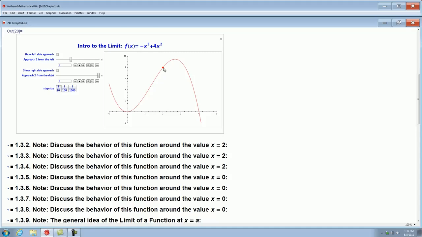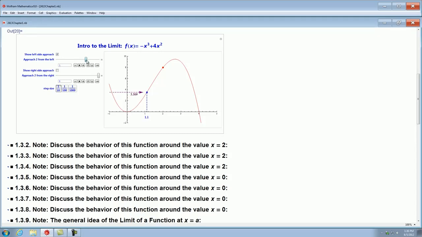And at 2, it looks like we have a value of the function around 8. And so what we want to do is not look at what's happening at 2, but what's happening around 2, like in this area. So I'm going to show a left side approach. I'm going to approach the x value of 2 from the left side. And if you move this over, you can see that I have the corresponding y value, or value of the function, right here. So when you plug in 1, you get 3.